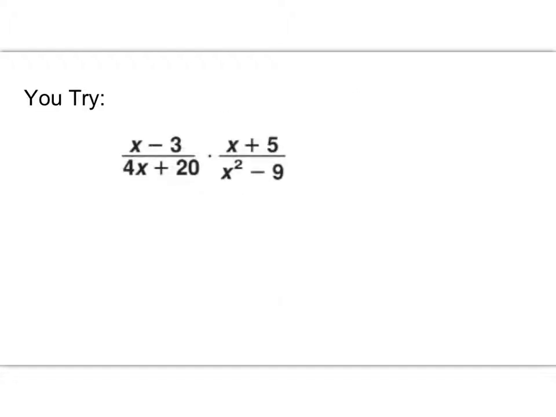Here's one for you to try. Go ahead, pause this, and when you're ready, turn it back on and check your answer. All right, let's see how you did.